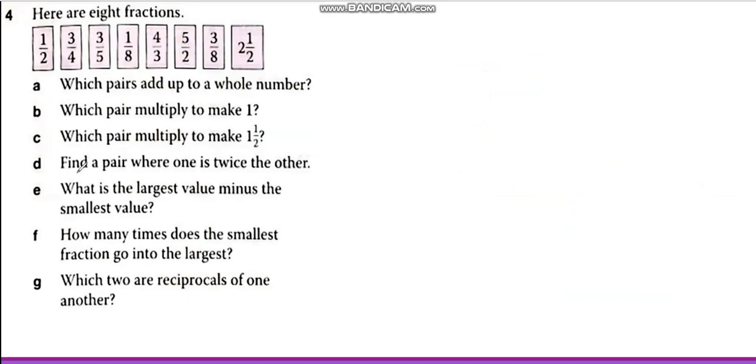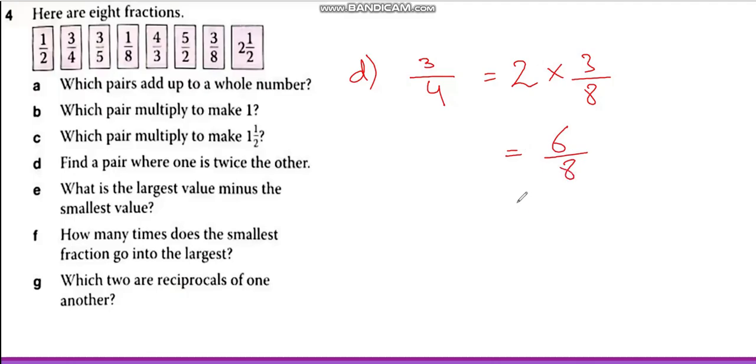In D part, they want us to find a pair where one is twice the other. So if we observe these fractions, 3/4 is basically 2 times 3/8, because if we multiply 2 times 3, we get 6, and it will be 6/8, and if we further simplify, we get 3/4. So look, 3/4 is basically 2 times 3/8.